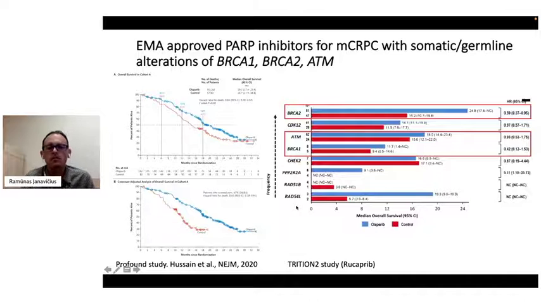However, no significant effect was found for other genes involved in the so-called homologous repair system. However, the data were quite limited, as the number of cases was not so high for statistical estimation. The other study, which came from the US, was TRITON-2, which led to approval of the other PARP inhibitor, called rucaparib.